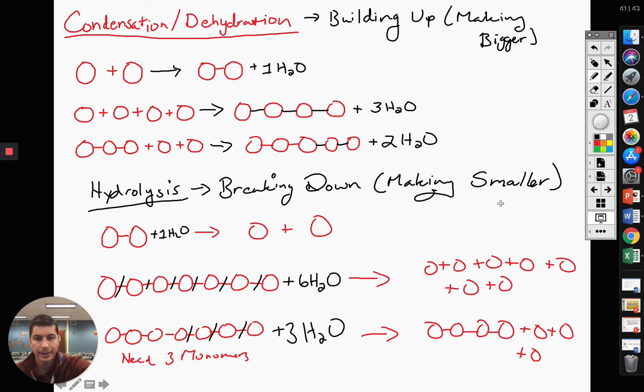All right, guys, so that is it for condensation, dehydration, hydrolysis reactions. That is it for the day. Tomorrow, we will get into something called ATP. We'll do another hydrolysis, condensation, dehydration reaction with that, and then we'll start on the actual macromolecules.